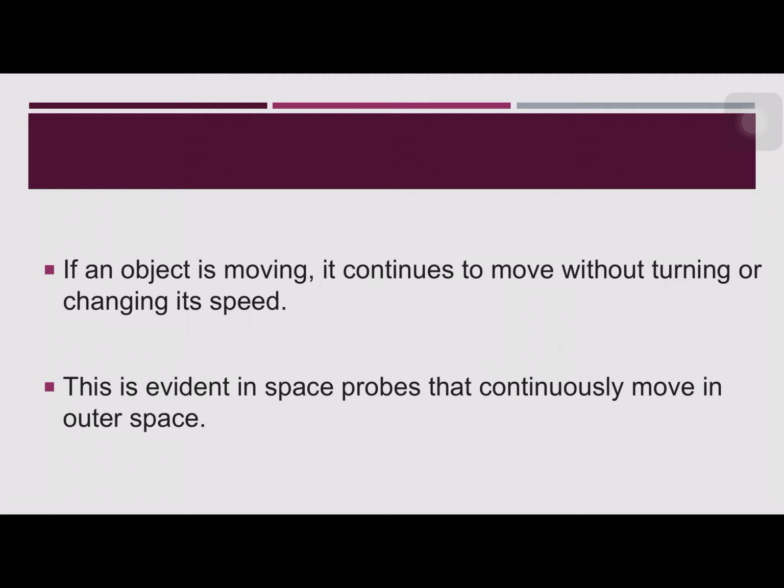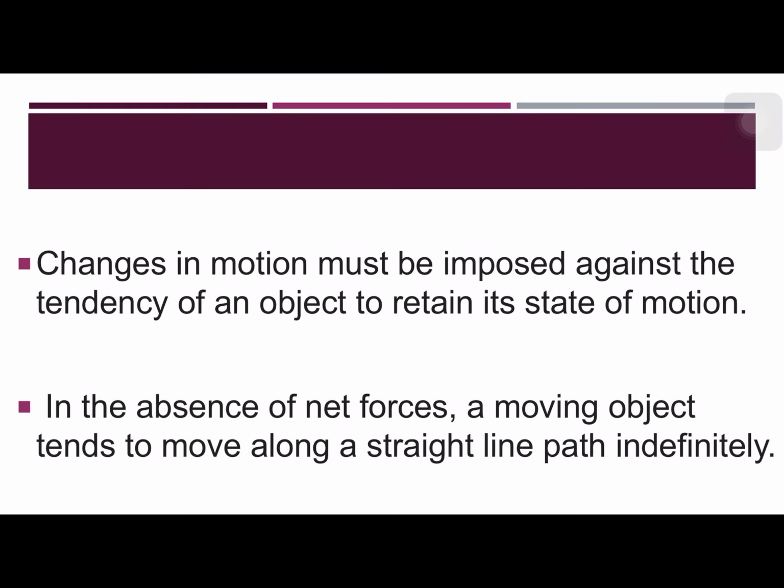This is evident in space probes that continuously move in outer space. So changes in motion must be imposed against the tendency of an object to retain its state of motion. In the absence of net forces, a moving object tends to move along a straight line path indefinitely. So this tendency, this nature, this property of matter, of the object, is called inertia. Every object which has mass possesses inertia.